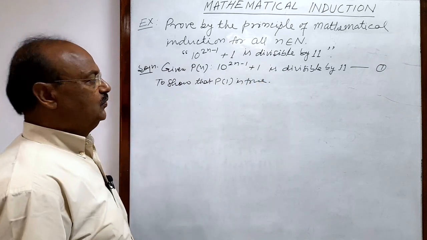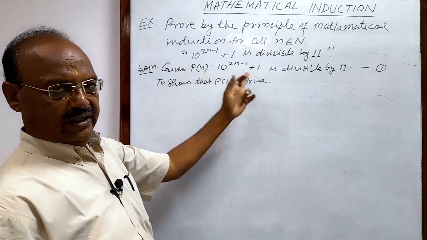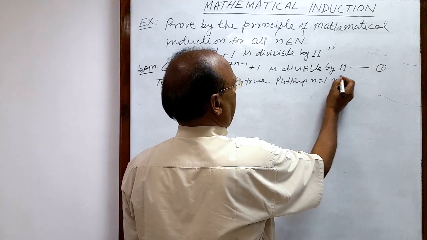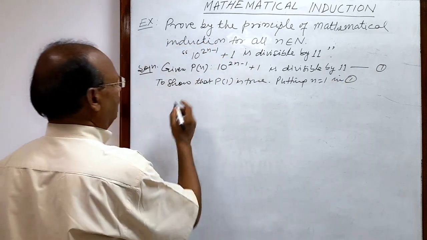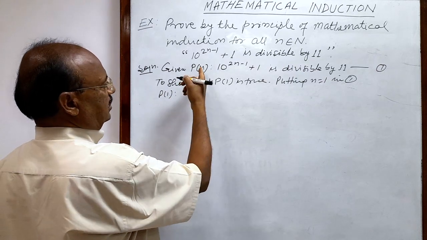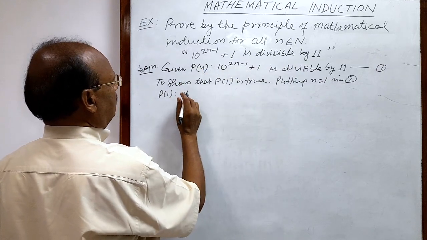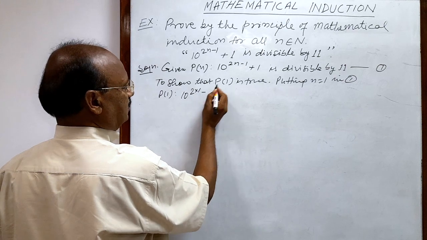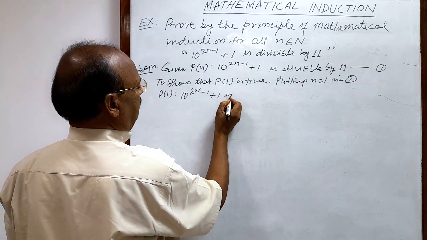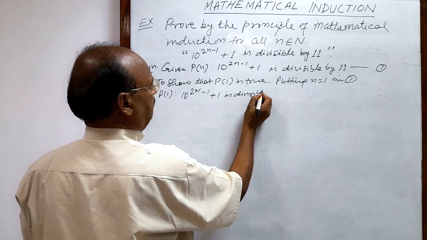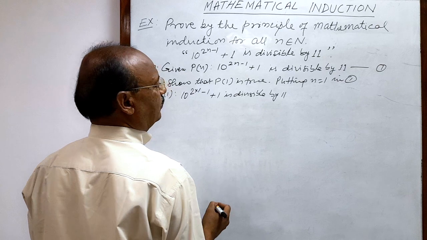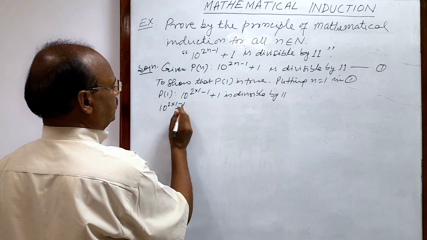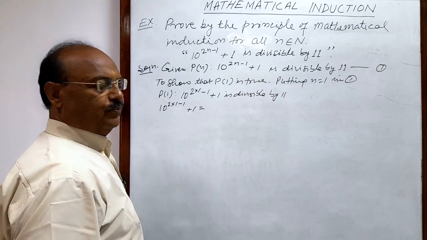First, as the first step, we have to show that P1 is true. And how will we get P1? By putting n equal to 1 in relation number 1. So we get P1: 10 to the power 2 into 1 minus 1 plus 1 is divisible by 11. And you see here, 10 to the power 2 into 1 minus 1 plus 1 is equal to how much?